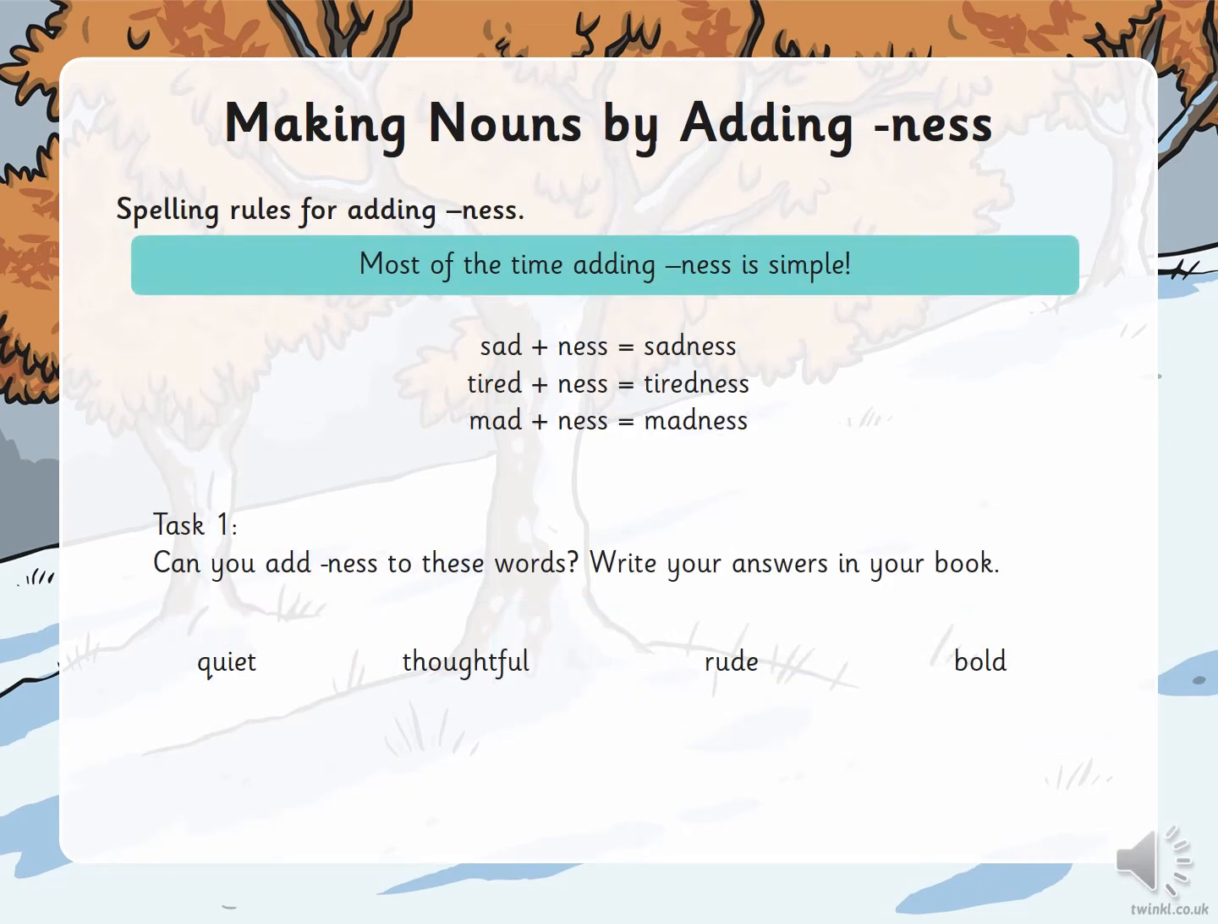Most of the time, adding ness is simple. Sad plus ness equals sadness. Tired plus ness equals tiredness. Mad plus ness equals madness. Task 1. Can you add ness to these words? Write your answers in your book.